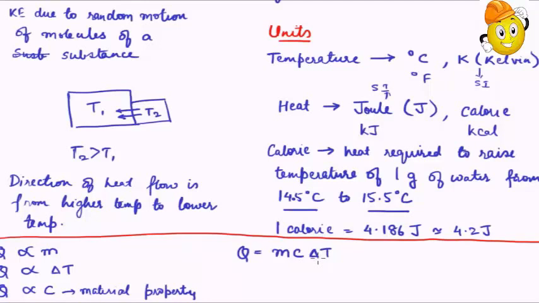Now C is called the specific heat capacity of the body. Today's lecture I will not go into details about what specific heat capacity is. That will be covered in the next lecture, but for the sake of completion of the topic I will mention it here. C is the specific heat capacity of the body, and this is a material property.